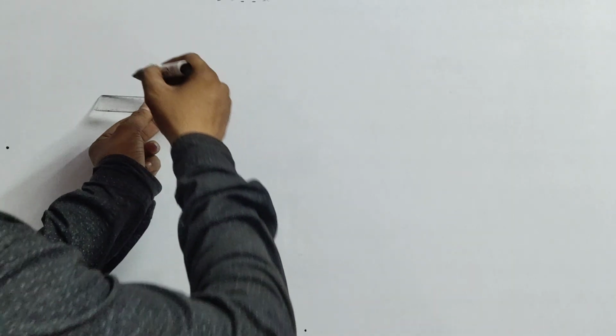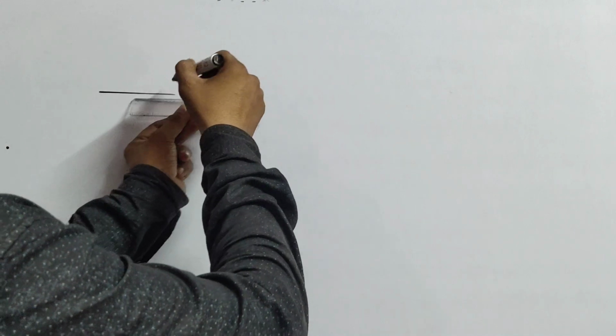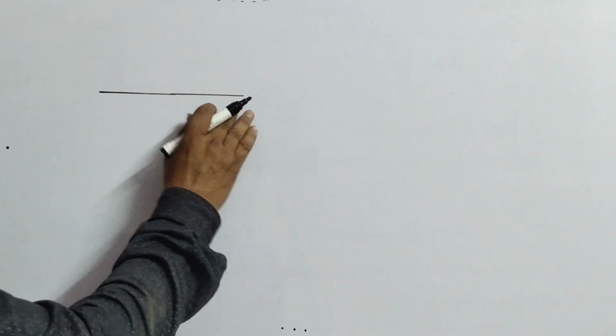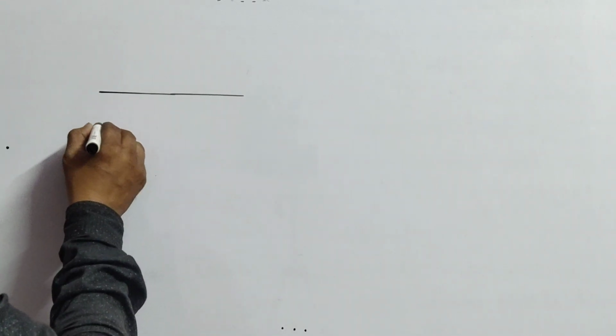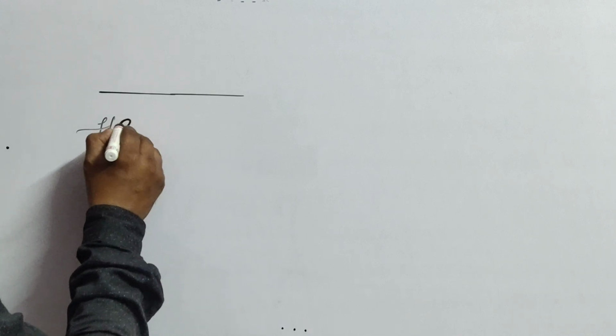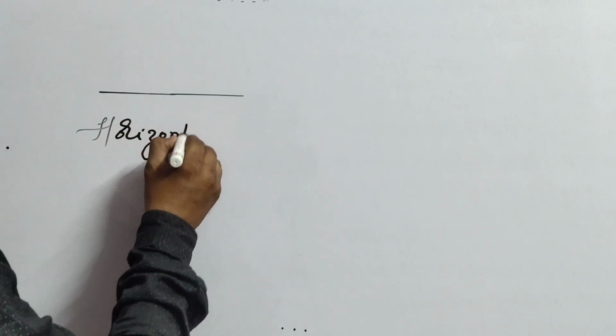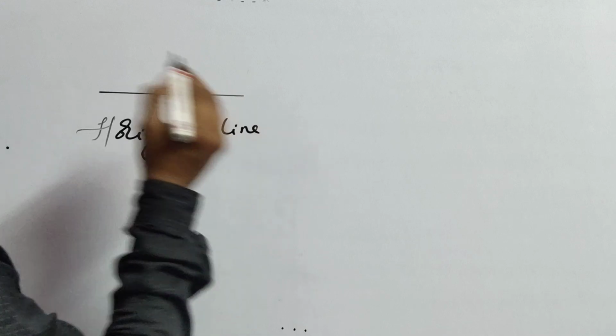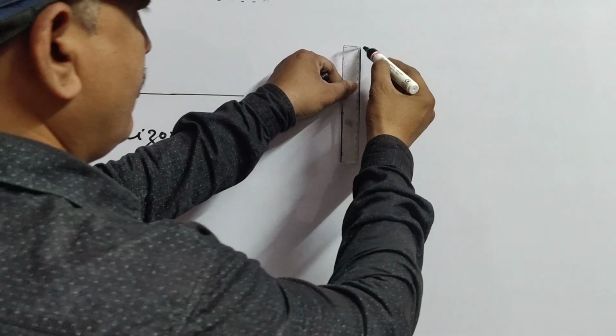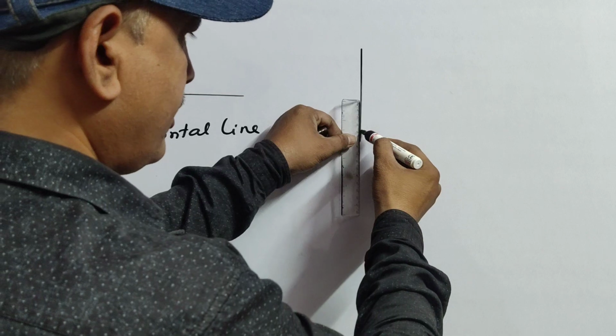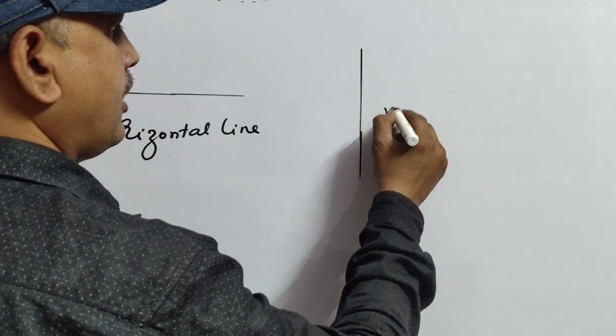Okay, children, see here. Here I have drawn one line. So just nothing but a sleeping line. But here it is called a horizontal line. Okay, what is it called? Horizontal line. Here one more line I am drawing, that is a straight line, nothing but a vertical line.